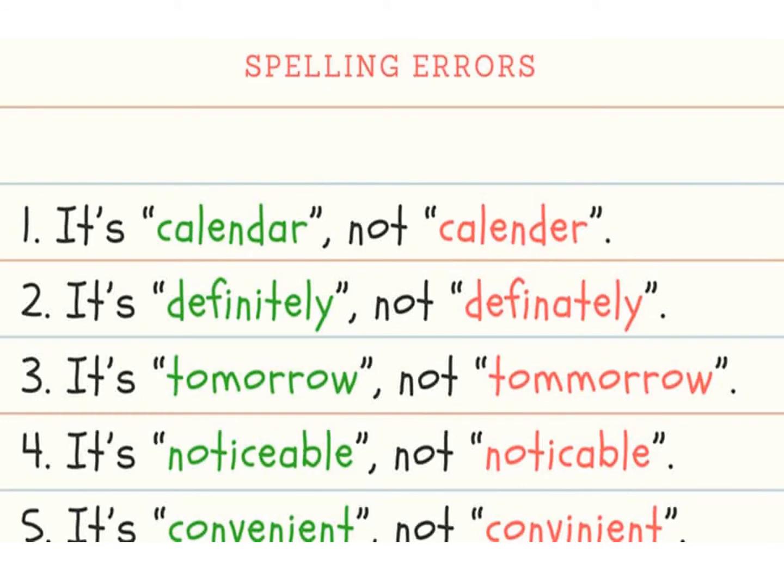Spelling errors. Many learners have to face these problems, like calendar or definitely, and we also write it in the wrong way. Sometimes we use the word definition and we write it wrongly, so it's a wrong way. Tomorrow, noticeable, convenient: not in this way, these are wrong spellings.